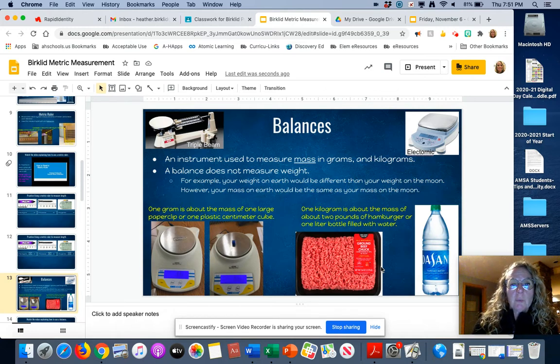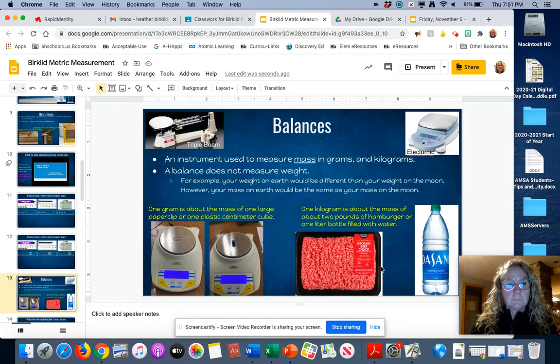So we measure in grams, and a gram is about the mass of a large paper clip. I don't really think about plastic centimeter cubes, but I think you use those in math, so maybe that's why we included it. So about a large paper clip is 1 gram. 1 kilogram is about the same as 2 pounds of hamburger, a little bit more. Or if you think about how heavy the bigger of the water bottles is, a liter one, that's about a kilogram.